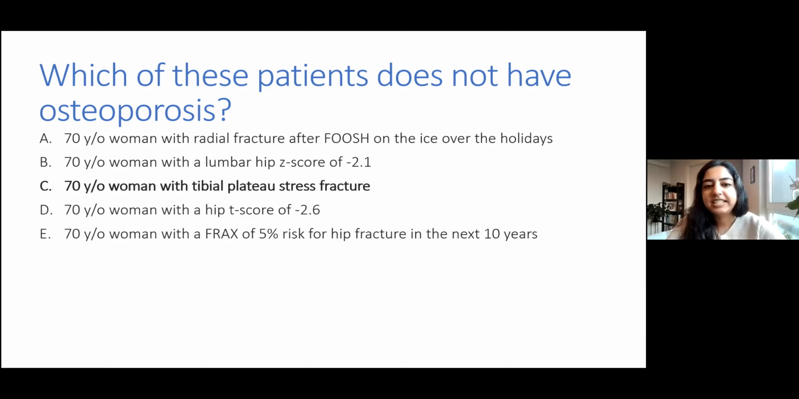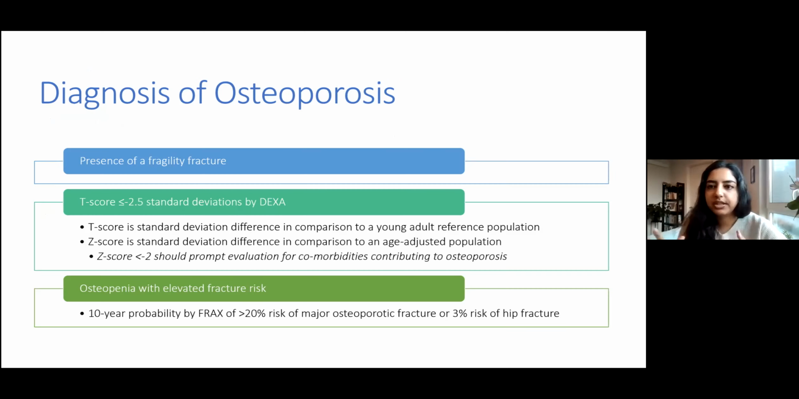Answer choice D is someone who meets normal screening criteria for osteoporosis, a T-score less than 2.5. And then answer choice E. Based on the FRAX, we'll talk about there are certain percentage thresholds that define osteoporosis. So here is all that information again, more clearly laid out.